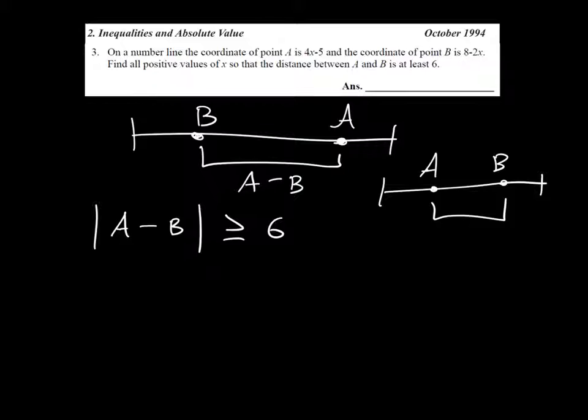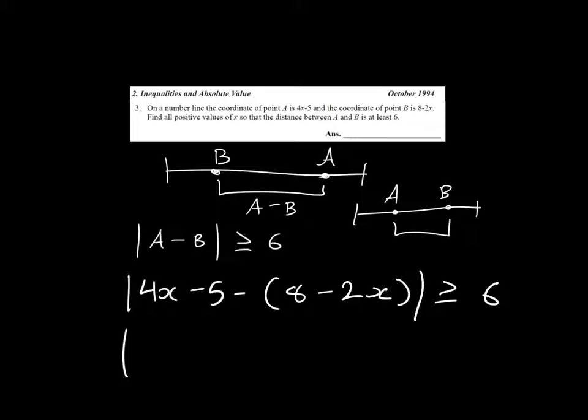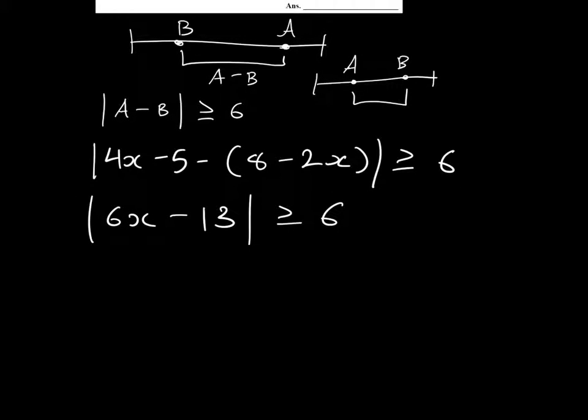So let's substitute in the values for x. A is 4x minus 5, and B is 8 minus 2x. And simplify this to get the absolute value of 6x minus 13 is greater than or equal to 6. So, to see how this is possible, let y equal 6x minus 13.